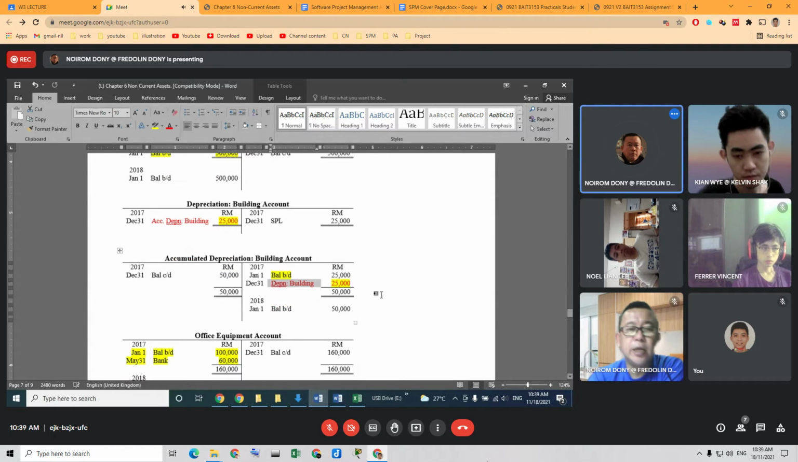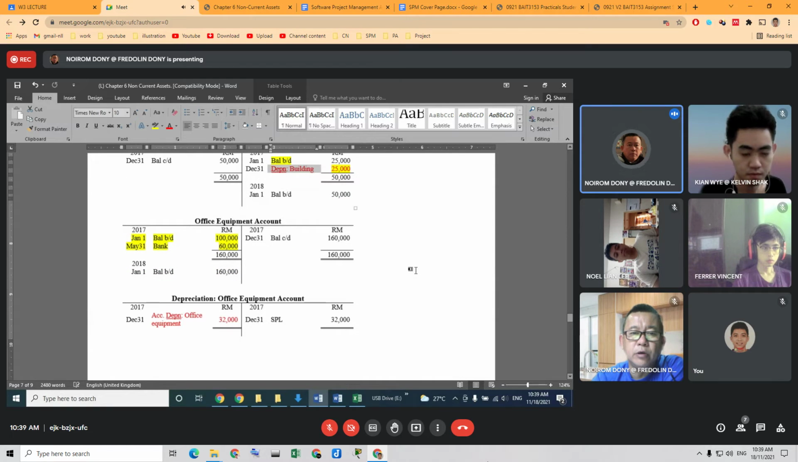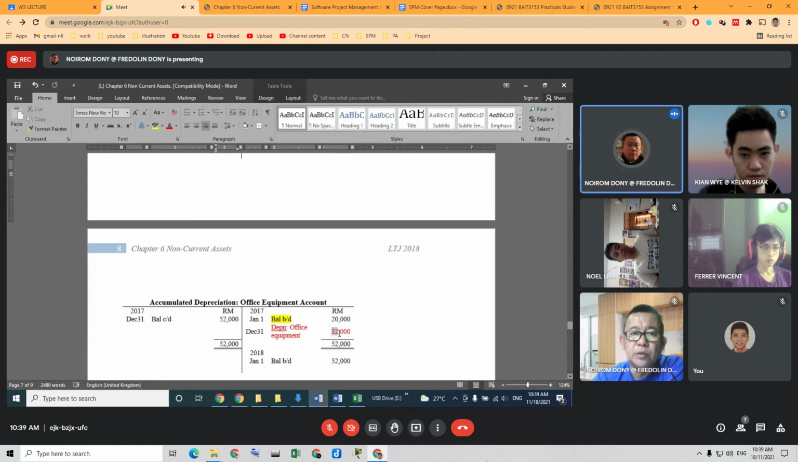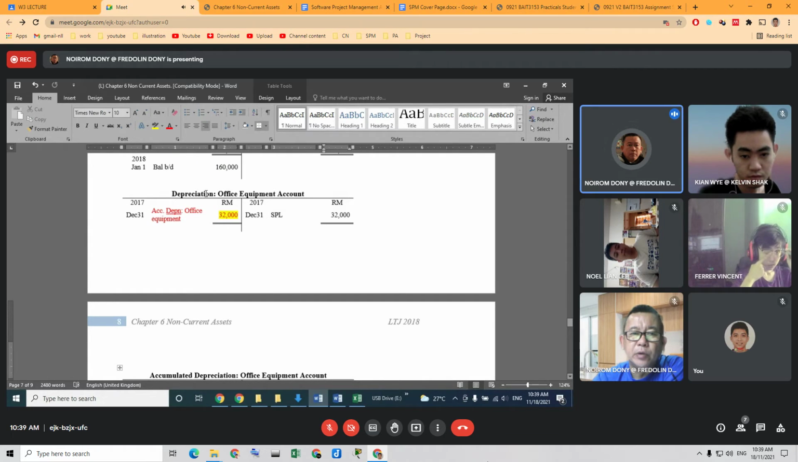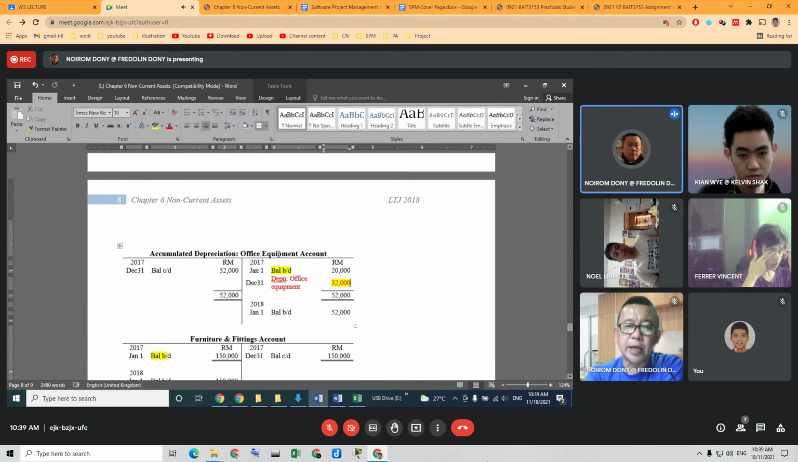Okay, and then next one is the second journal entry. We have depreciation on office equipment. Again, we debit the 32,000 already calculated, and we credit accumulated depreciation 32,000. So it's repeating, very simple, isn't it? Again, the particular in the depreciation account should be the name of the account that is being credited, and the particular in the accumulated depreciation account will be the name of the account that is being debited.